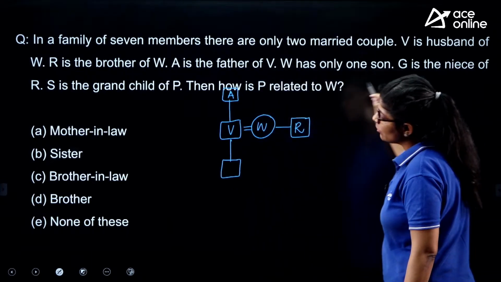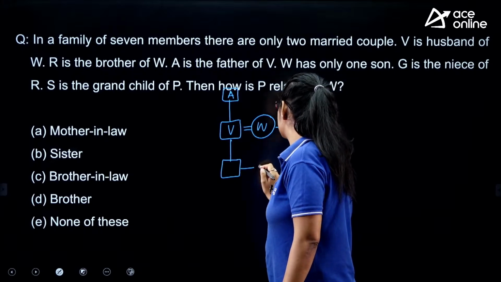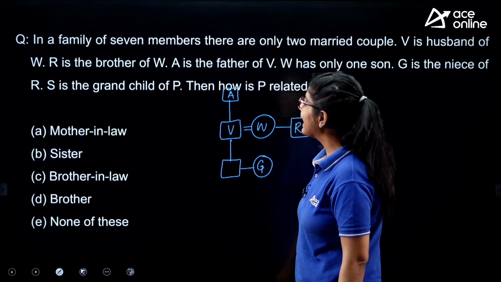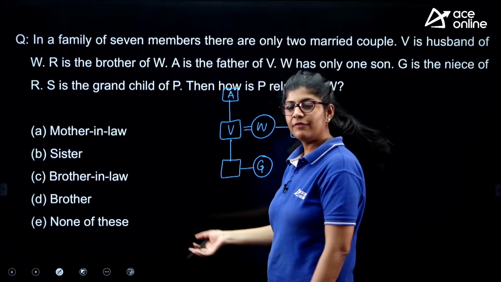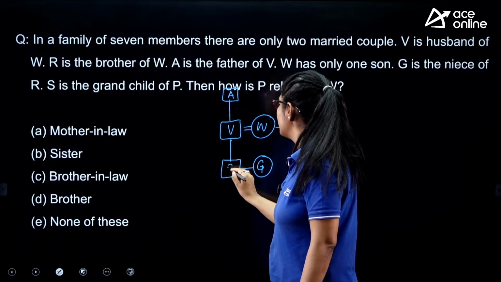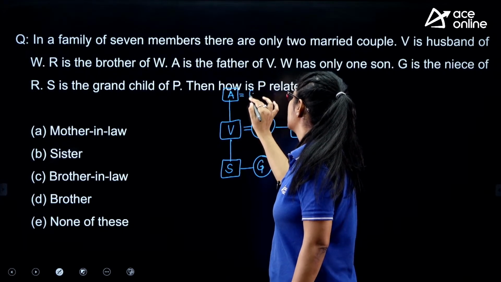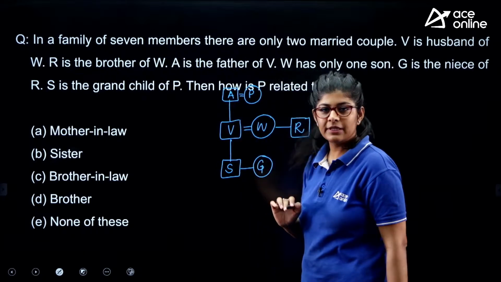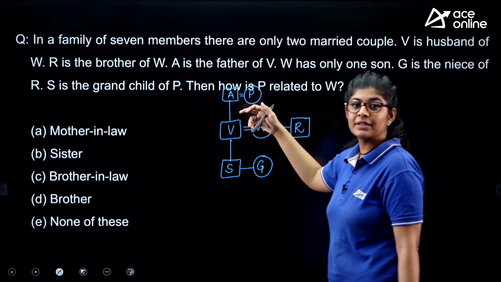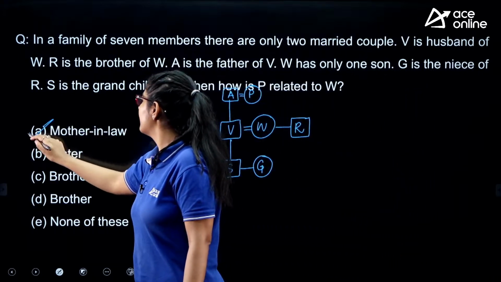G is a niece of R. That means here we are having G. Okay. S is a grandchild of P. If we are having 7 people and we are having such relation, then this is the only possibility we are having. Now we have to find out how P is related to W. P is nothing but the mother-in-law of W.